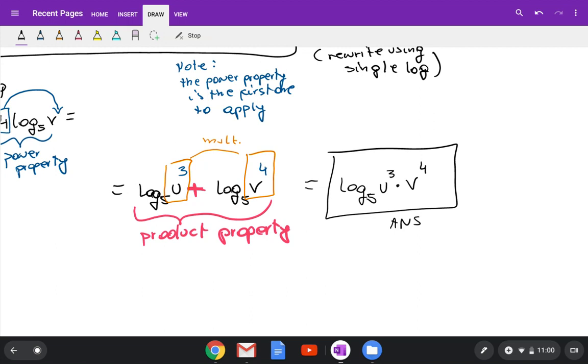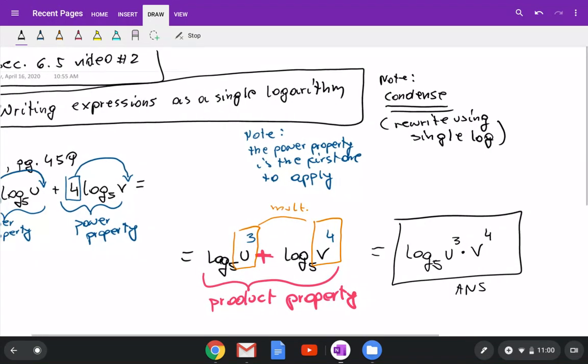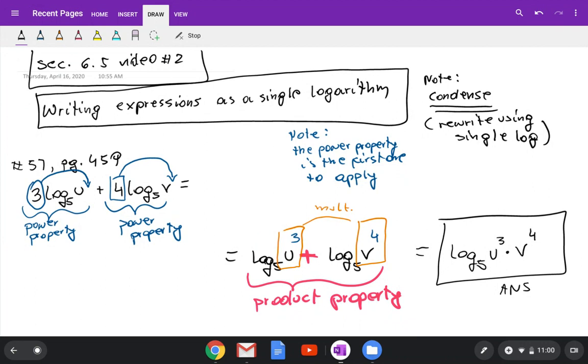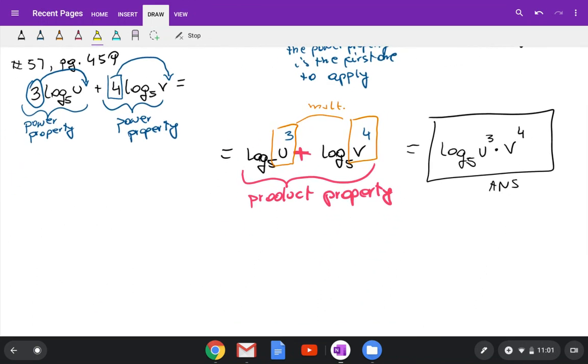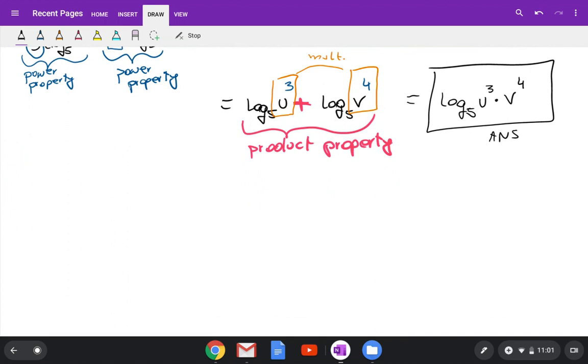Okay, so make sure on your homework that you read exactly the directions and instructions of problems. Here we need to write the expression as a single log. So this is our final answer. Writing an expression as a single log means condense, make it simple. So we're doing the opposite of what we did in the previous video. Okay, let's do more examples.